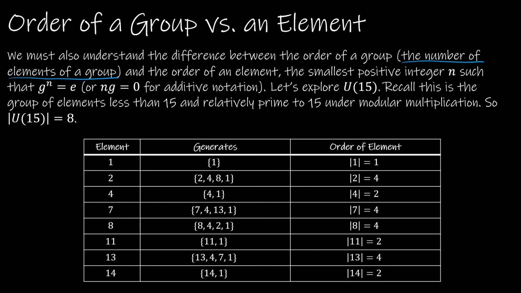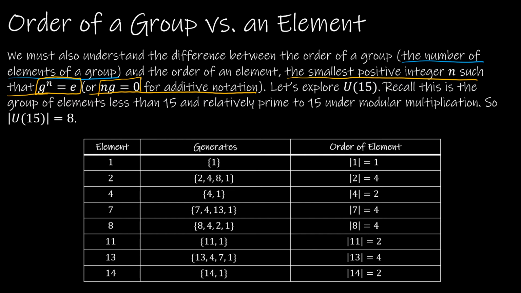Now, I have it written a little more formally. The smallest positive integer n such that g to the n is equal to e, or ng is equal to 0 for additive notation. But what this is saying is just what I said before. We're saying how many times do I have to perform the operation associated with that group in order to get back to the identity for that group. So if it's multiplicative notation, we're saying g to the n is equal to the identity. If it's additive notation, we're saying how many times do I have to add that, or obviously multiplication is just repeated addition, to get back to 0, which is typically the identity for additive notation.